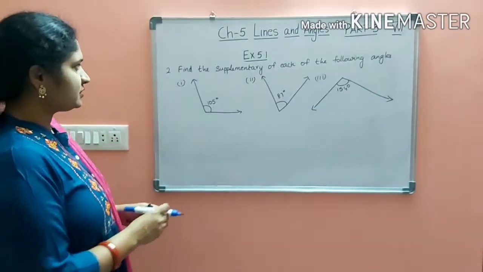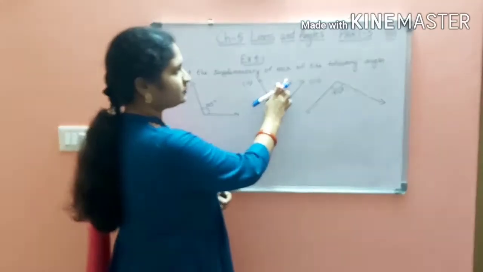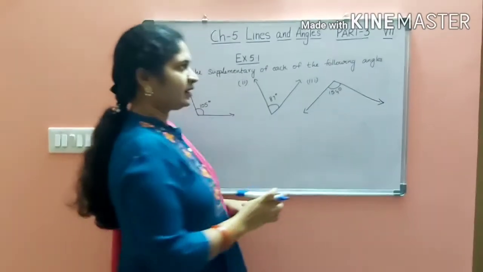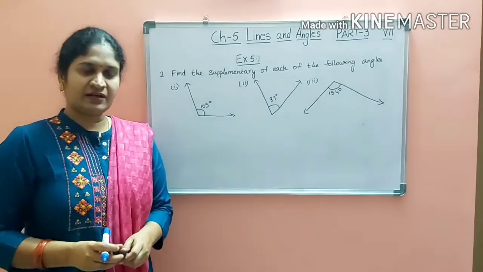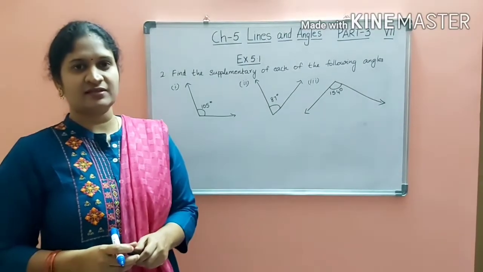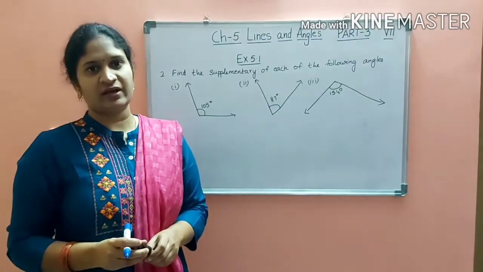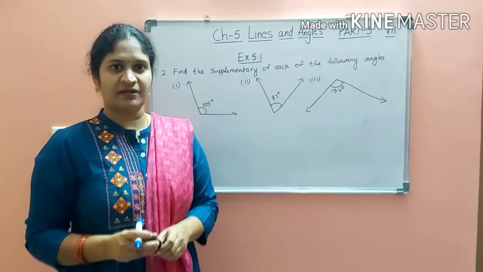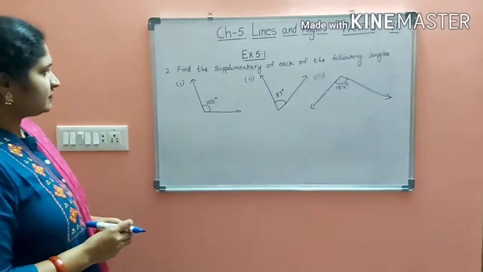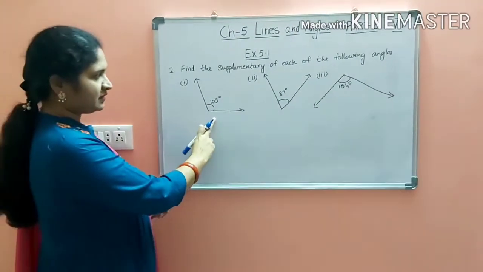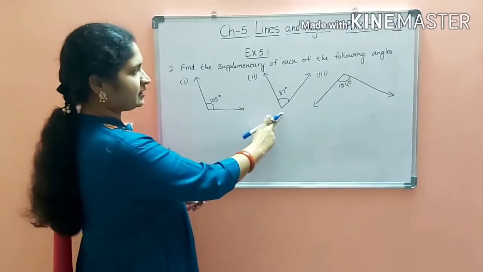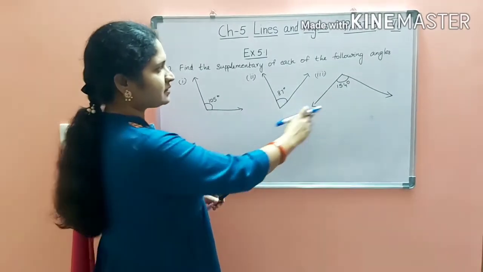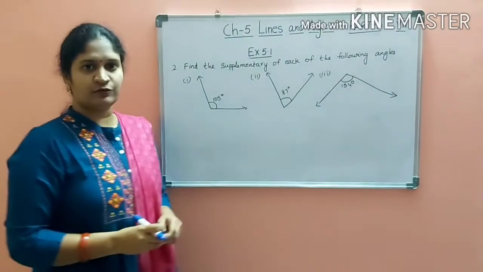Let us see second question, children. Find the supplementary of each of the following angles. What are supplementary angles, children? If sum of the two angles is equal to 180 degrees, the two angles we are calling as supplementary angles. Coming to the first bit, they have given 105 degrees, second bit they have given 87 degrees and the third one is 154 degrees.